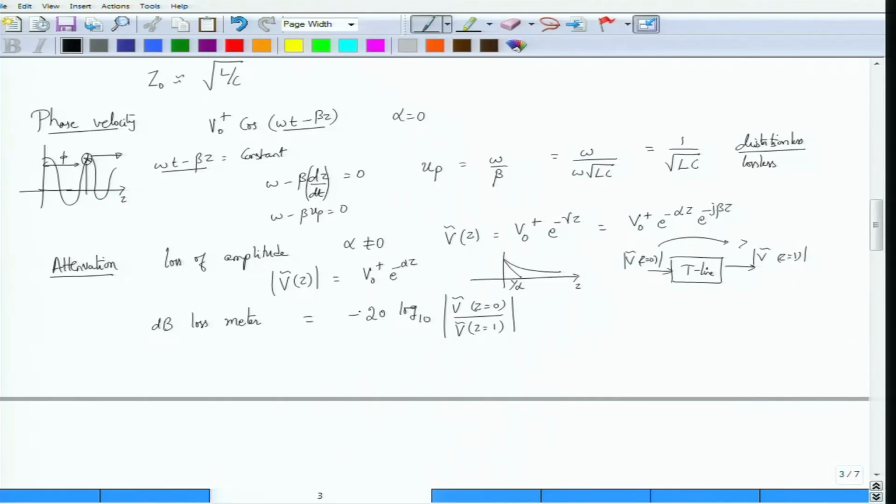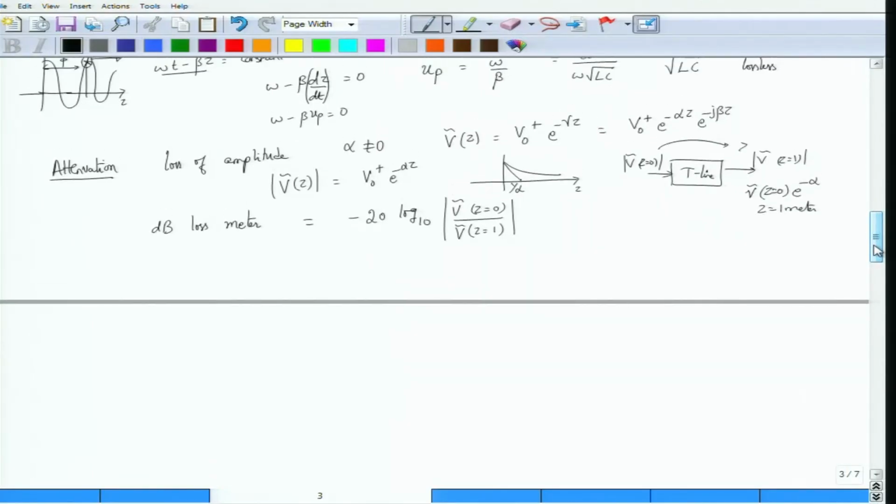Why should it be greater? Because the magnitude of V at z equal to 1 will actually be equal to V at z equal to 0 times e power minus alpha, because you have propagated z equal to 1 meter. So you have the voltage at a later point in the transmission line to be less than the input voltage, and that ratio is characterized by dB loss per meter. Now you substitute for V of z equal to 1 and evaluate this expression.